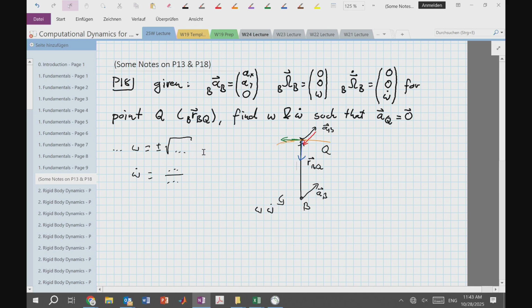Now, what would happen physically if the term under the square root becomes negative? Where would this problem fail? Why would I get a negative term under the square root, which would result in a complex velocity omega, which I cannot realize physically? When does that happen?